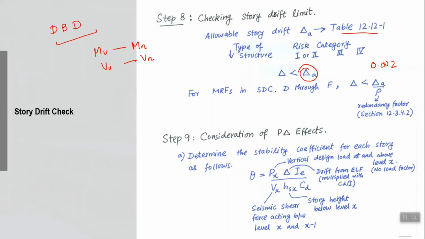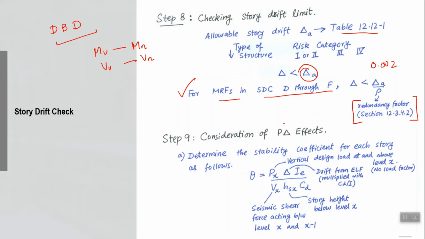There is an additional requirement that if you are having a moment resisting frame in the seismic design category D through F, then you have to divide that allowable value with a redundancy factor, and the procedure to calculate that factor is prescribed in this particular section, right? So if you fulfill this criteria, then you have to divide delta A allowable value with an additional redundancy factor. So you have to check with a more strict, you can say, allowable value.